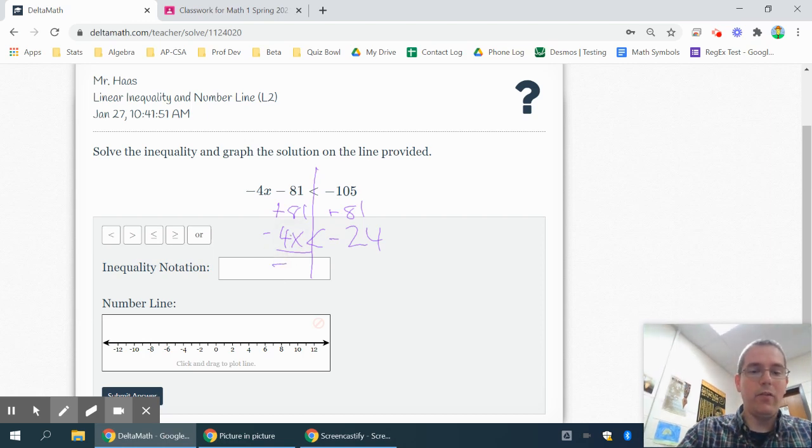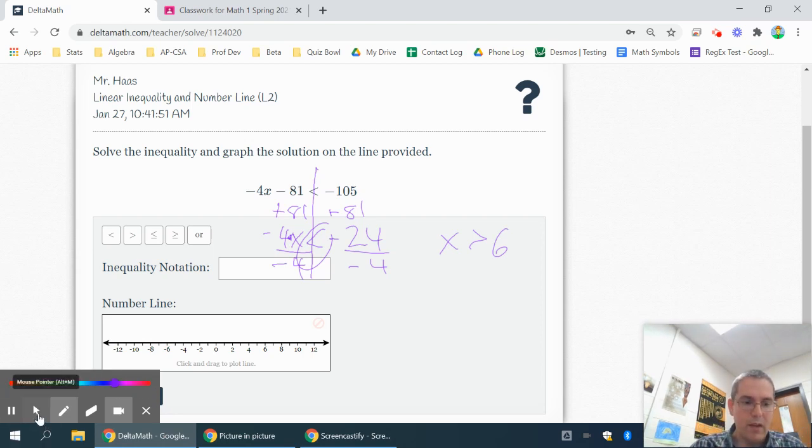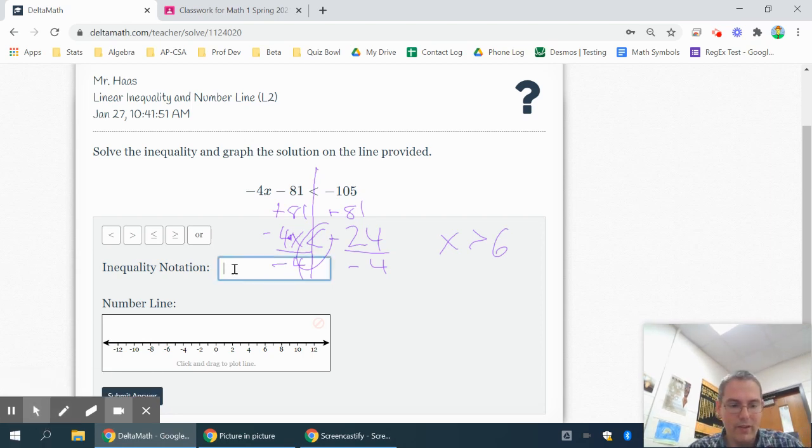And then to get rid of this, remember the negative 4 is being multiplied by x, so I need to divide both sides by negative 4. And when I divide, I change the direction of the inequality, so that less than is going to change to a greater than, and then a negative divided by negative is a positive 6. So when I go to type my inequality, I just do an x, and if you've got a keyboard, you can use the greater than key on the keyboard, or you could just use that there, 6. So x is greater than 6.